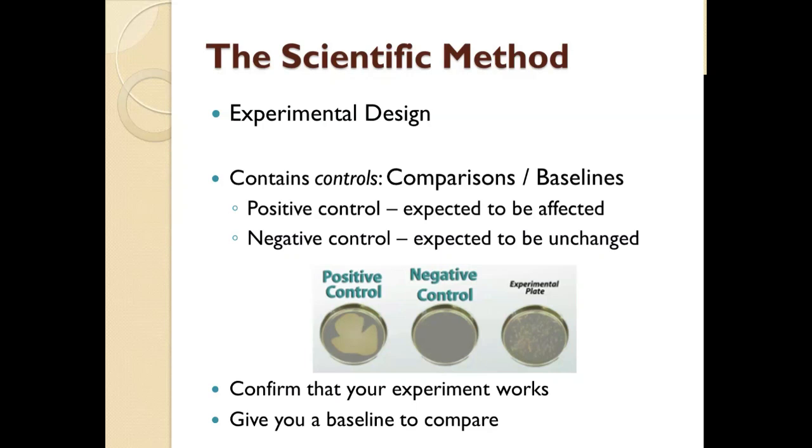I need a baseline, a threshold to which I can compare it to. So in the positive control, in this instance, I poured straight bacteria onto the agar plate to show that if there was a large amount of bacteria present, this is what you could get. Kind of a worst case scenario story here.